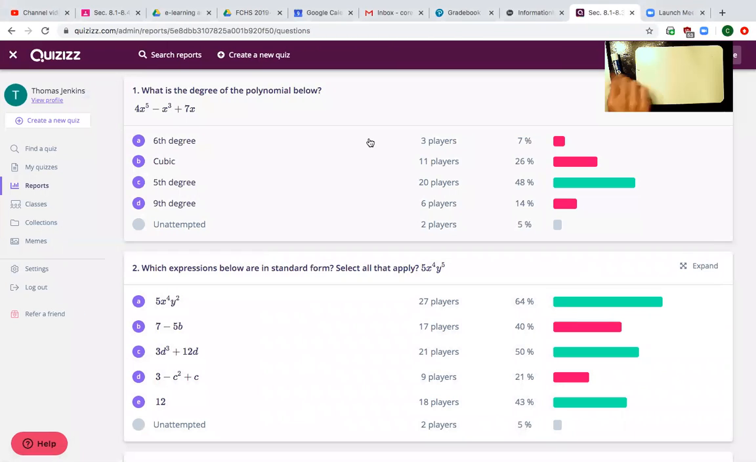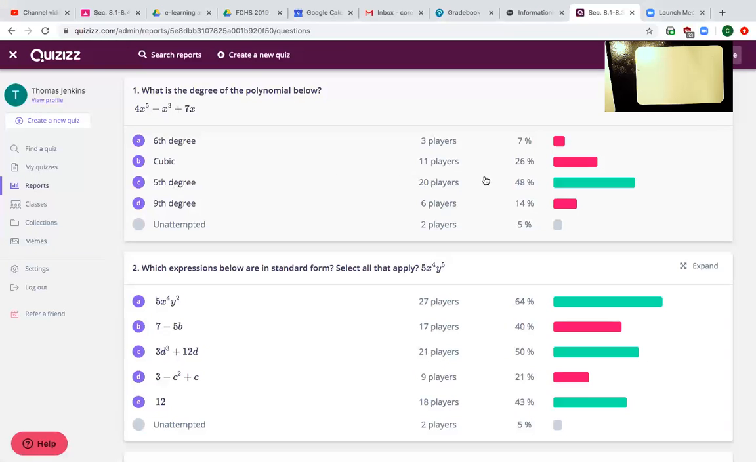Here's our data. Number one, you can see it says, what is the degree of the polynomial below? It's 4x to the fifth minus x cubed plus 7x. It's already in standard form, because the highest degree term is first, and then it goes in descending order. When I think of the degree of a polynomial, I'm talking about the degree of the highest degree term. In this case, the highest degree term is 5. So the answer here was C, fifth degree.